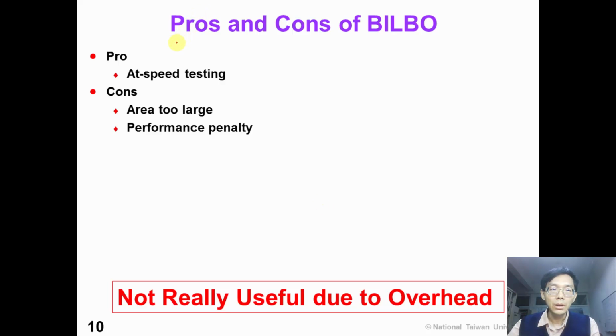In summary, the BILBO is a good architecture. It supports at-speed testing. We can apply one test for each clock. However, the BILBO register is much larger in area and it has performance degradation. Unfortunately, BILBO is not really useful in practice due to the area and the performance overhead.